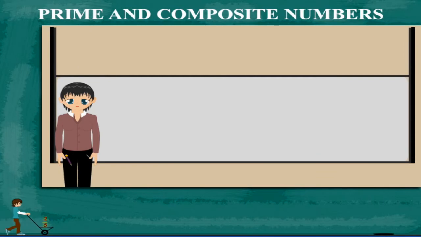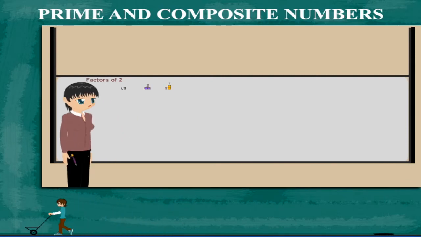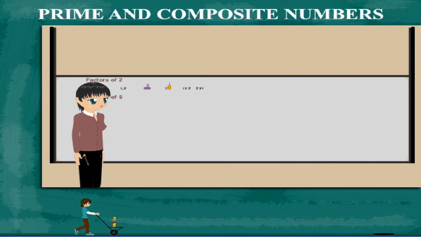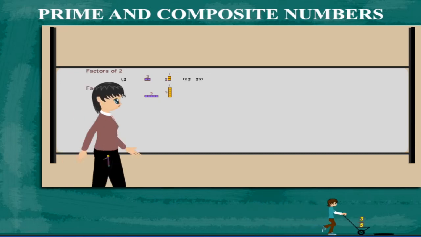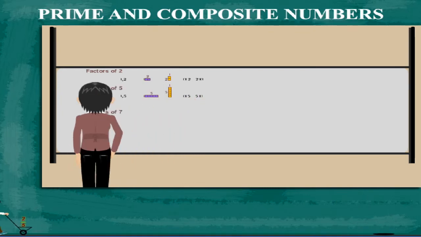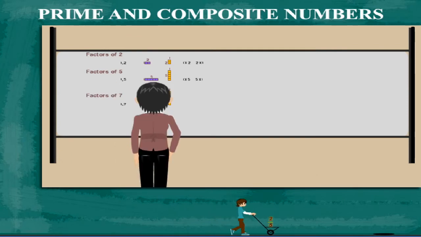Prime and composite numbers. Teacher Nancy is writing the factors of numbers on the board. The factors of 2 are 2 and 1. This is a prime number. The factors of 5 are 5 and 1. This is also a prime number. Similarly, the factors of 7 are 7 and 1, and this too is a prime number.